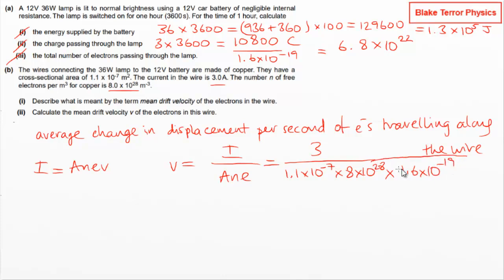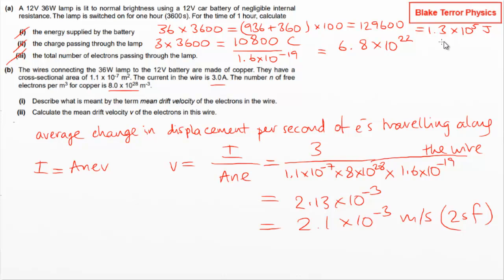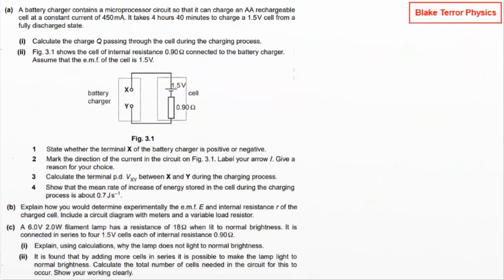So another calculator job on this one gives us 2.13. So let's say 2.13 times 10 to the minus 3. So 2.1 times 10 to the minus 3 meters per second. That's our two significant figures, which is what we've had on these ones as well. Probably should have labelled those two significant figures up there. Right, so yeah, that was a nice one to get started, just doing some fairly routine calculations.